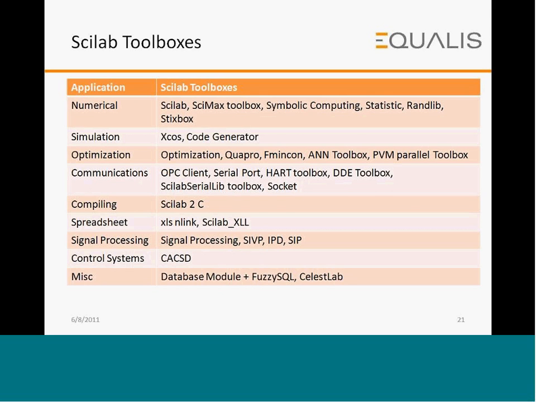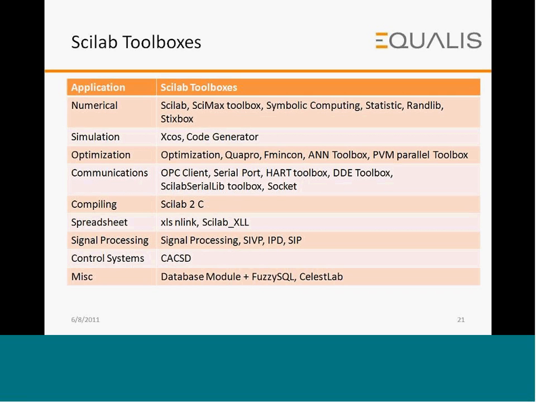Then for simulation, it's code generator. For optimization, quadratic programming, Quapro, MinCon, artificial neural network toolbox, and PVM toolbox. And for communication, we have OPC, serial port, HART toolbox, DDE toolbox, and socket. And for compiling, you have Scilab to C, and the spreadsheet XLS link in Scilab_XLL.